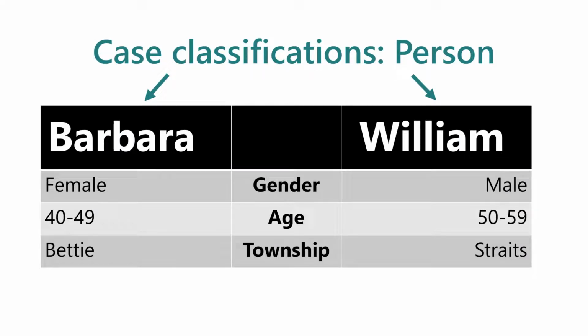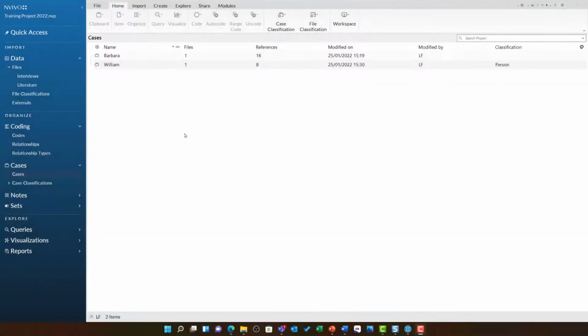So in the case of anything Barbara says, NVivo will know it was said by a female, 40 to 49, from the Betty Township. For anything said by William and coded to his case, NVivo will know it was said by a male, 50 to 59, from Straits. Let's look at how we practically do this in NVivo.